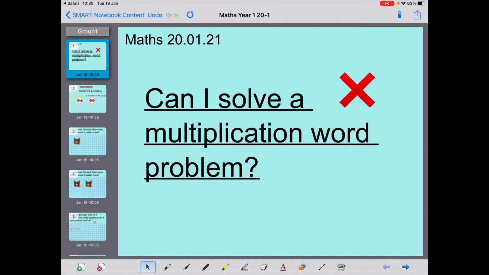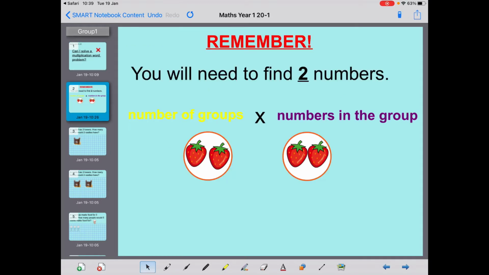Okay, first thing we need to do is remember, you'll need to find two numbers in the sentence or in the problem, okay? So you need to times them together, okay? And when we're doing our multiplication, it is the number of groups, so the groups that there are, and the numbers in each group. So the number of groups times by the numbers in that group, okay?